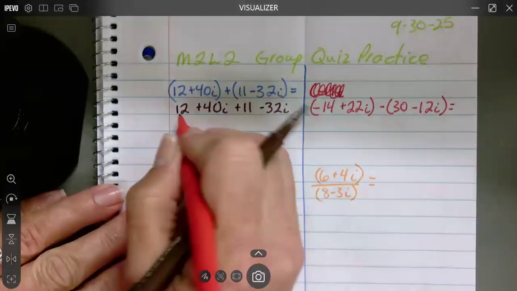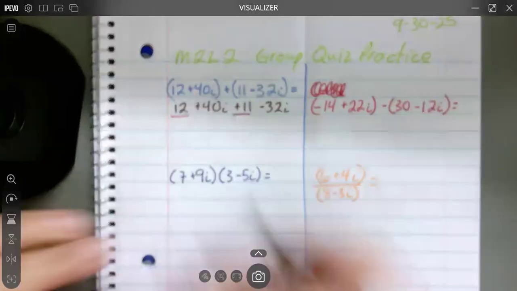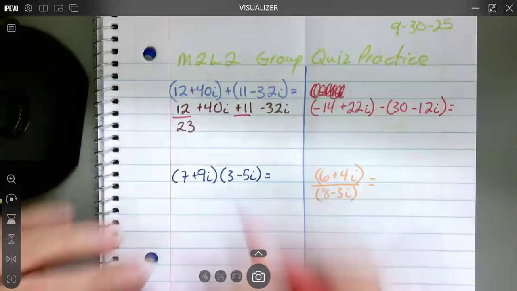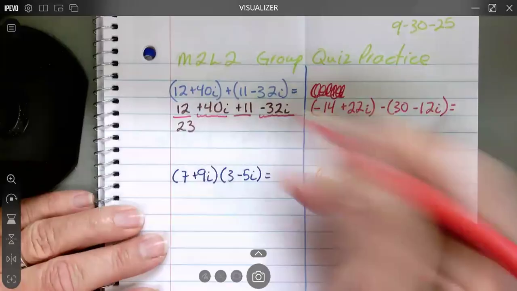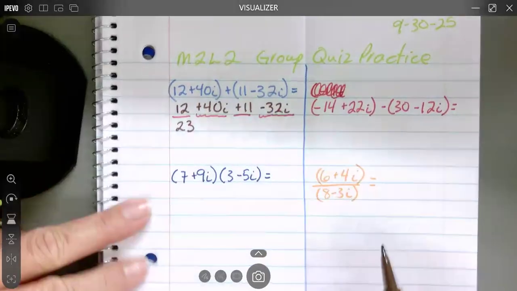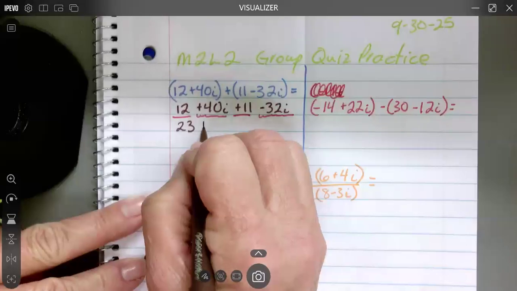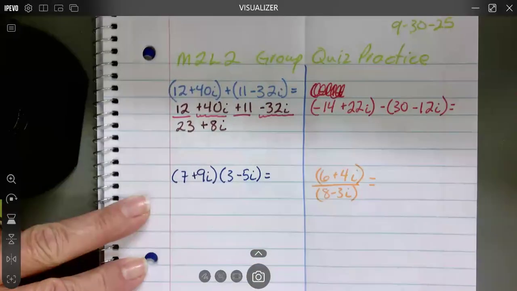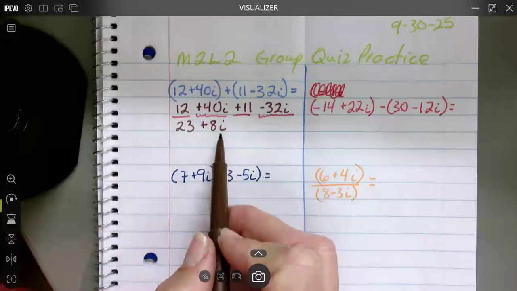And then you should notice that the 12 and the plus 11 are like terms, which would give us 23. And then the plus 40i and the minus 32i are like terms. They are different signs, so we'll get a positive 8i. And that is all you can do. The 23 plus 8i stay that way because the i cannot be combined with the 23.